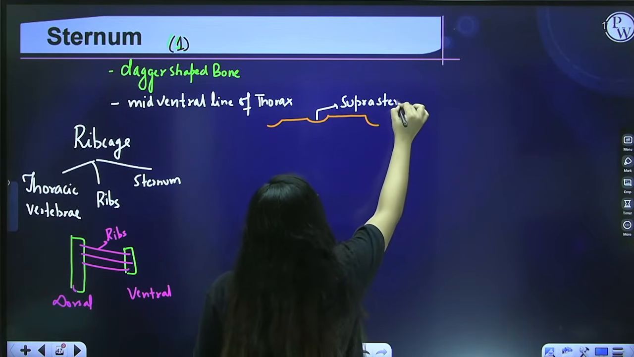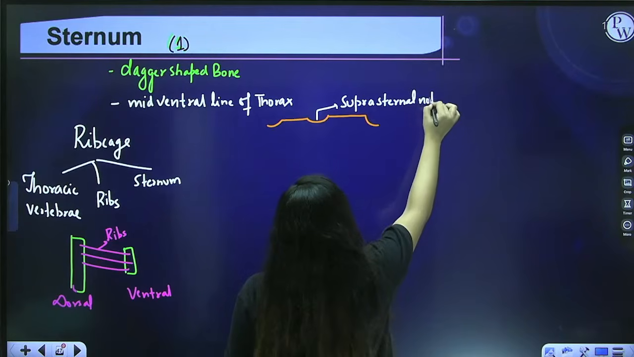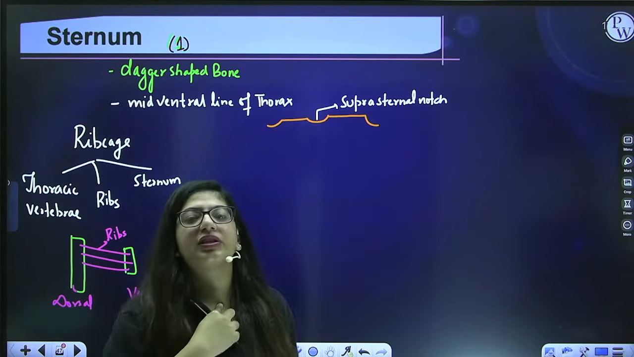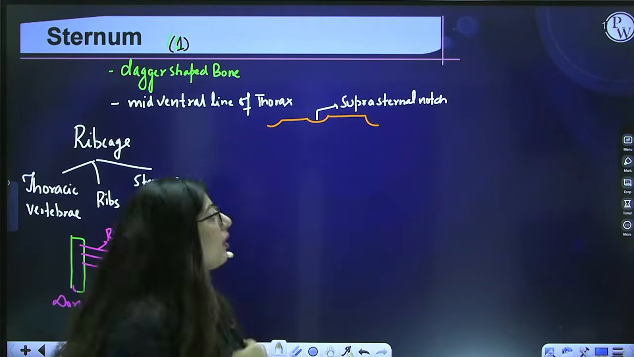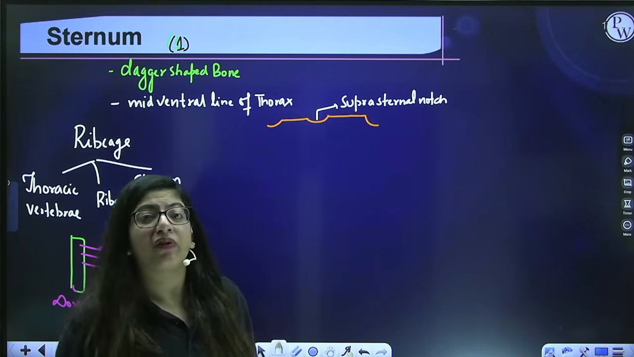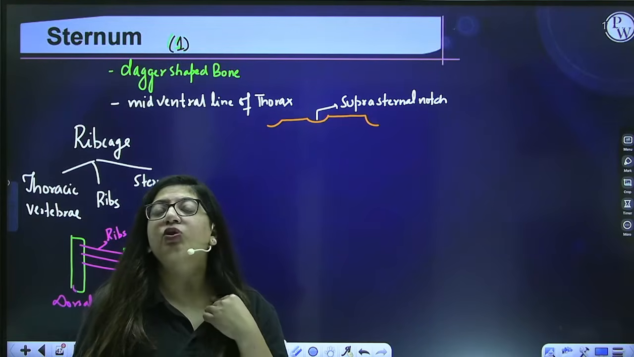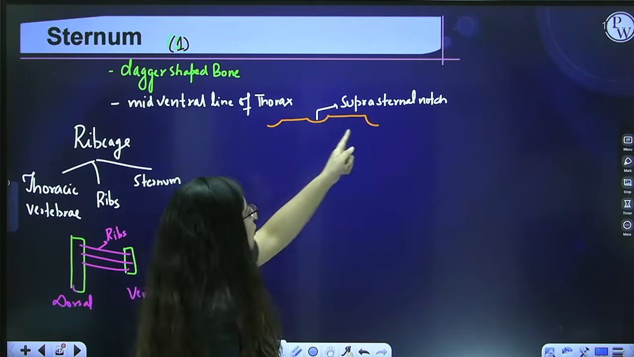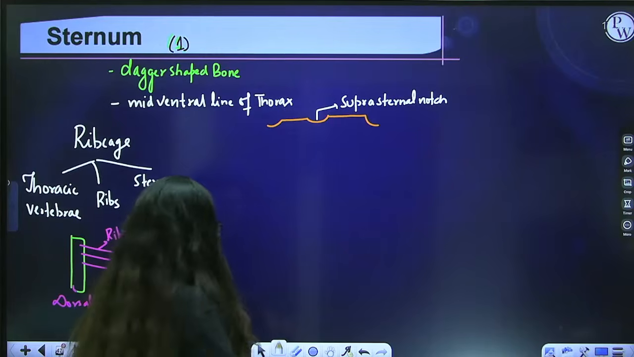Suprasternal notch, right? This portion is the suprasternal notch. Now on the sides, these are the notches for the bone known as the collarbone. So these are the notches for the collarbone, and we are not going to talk about them.